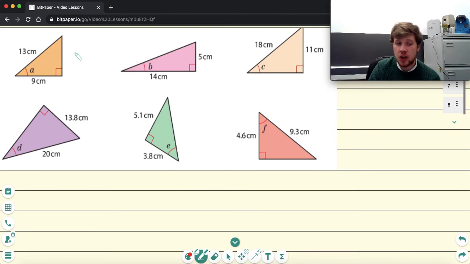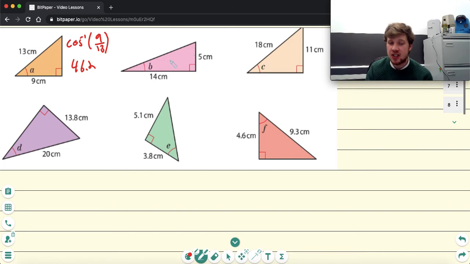The answers, well, this first one is going to be the inverse cos of 9 over 13. We would just work that out as inverse cos 9 divided by 13 on our calculator, and we'd get an answer of 46.2. For the next one, we would have the inverse tan of 5 over 14, and we'd end up with 19.7. For the next one, we'd have the inverse sine of 11 over 18, and we'd end up with 37.7.